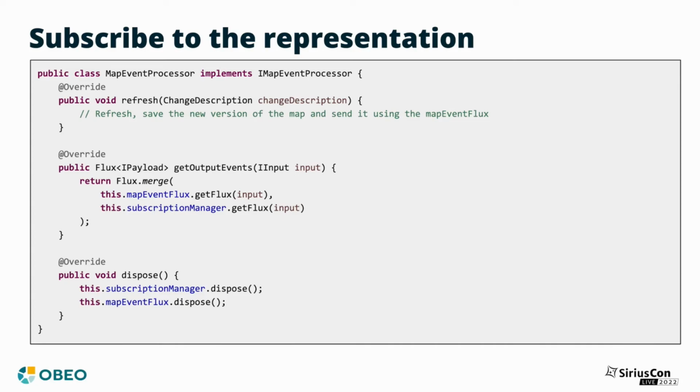And then we arrive at this key concept, the representation event processor. Inside of it, we will have this refresh method, which will receive all the change descriptions and filter most of them to only consider those that are relevant to this map event processor. It will then refresh, save the new version of the map, and send it back to the front end to all those who are subscribed to this representation using the map event flux. In order to subscribe to those events, we have the getOutputEvents method, which allows the end user to subscribe to the map event flux. And when all the users have closed their map representation tab in the front end, the backend will know that there is nobody subscribed to this representation anymore, it will be disposed, and we can clean up everything in the dispose method.